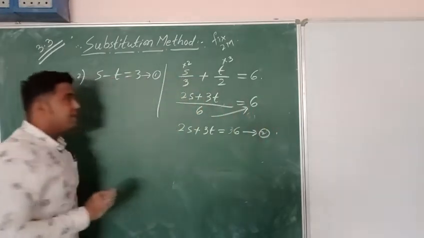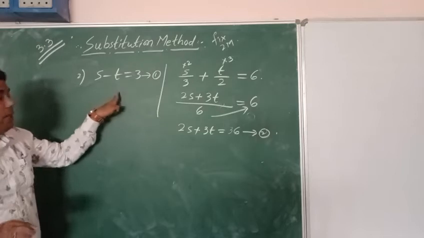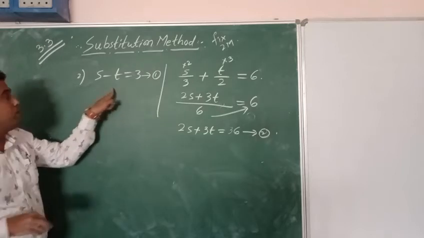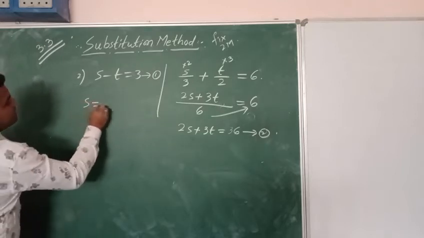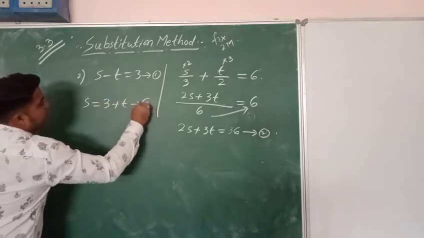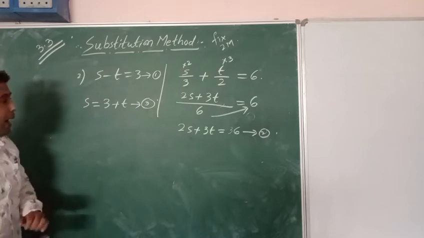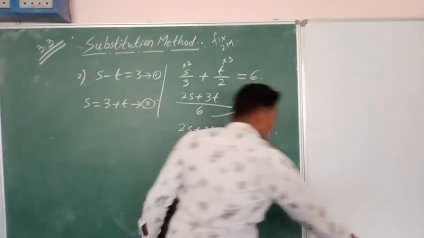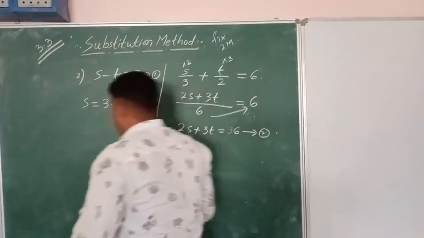So this I can say as equation number 2. Now I will modify equation number 1. Observe here, s is equal to 3 plus t. This I can say is equation number 3. Now I am going to substitute equation number 2 in equation number 3.